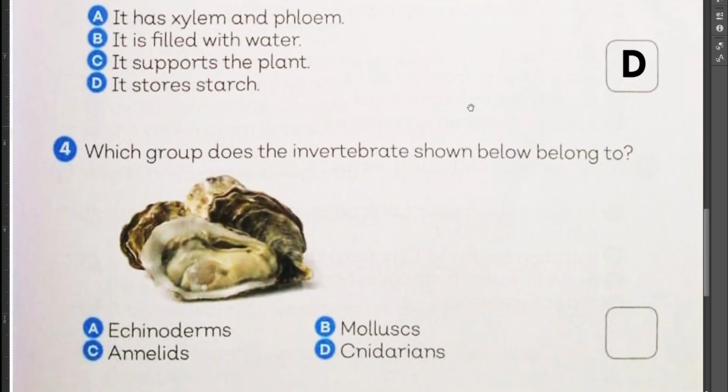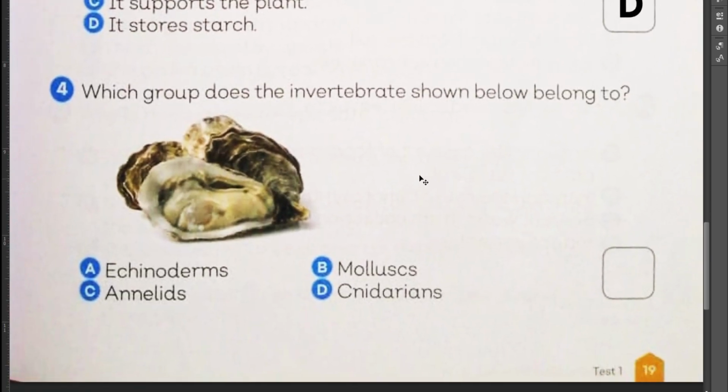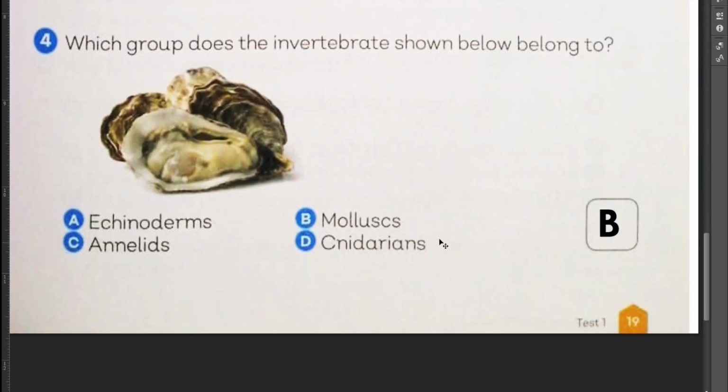Next, number 4. Which group do the invertebrates shown below belong to? This one is called an oyster. So which group does oyster belong to? Letter A, echinoderms. Letter B, mollusks. Letter C, annelids. Or letter D, cnidarians. So what do you think oyster belongs to? The correct answer would be letter B. An oyster is a mollusk. Alright, so I think that's it for page 19.